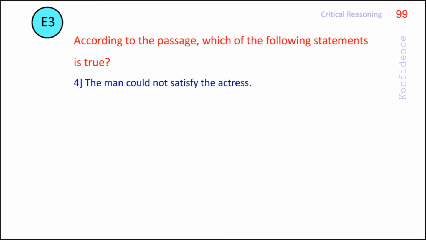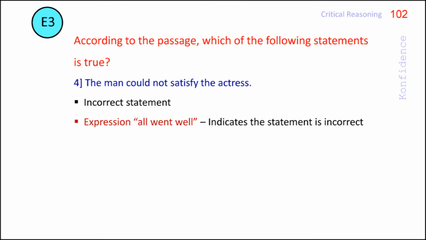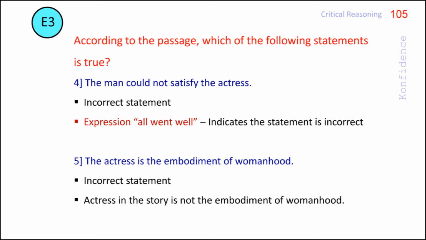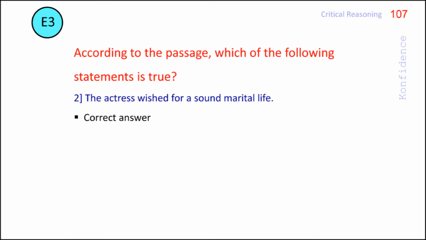Statement 4, the man could not satisfy the actress, is incorrect because the expression "all went well" in the beginning of the fourth sentence suggests that they had a contented sexual experience. The fifth statement also cannot be right because the actress in the story is not the embodiment of womanhood. Not all women act like her. She represents the stranger, not the general nature of woman. Hence the correct answer is statement 2.